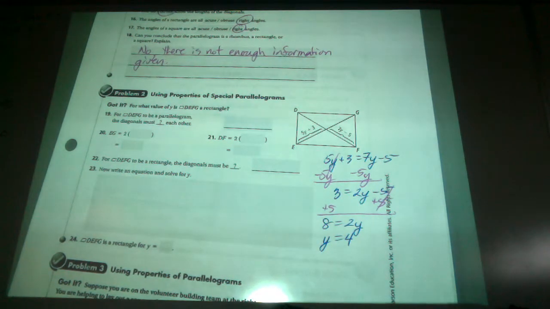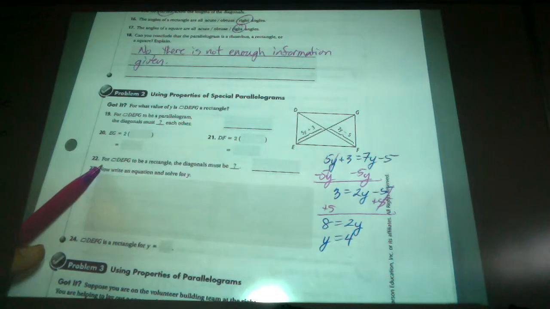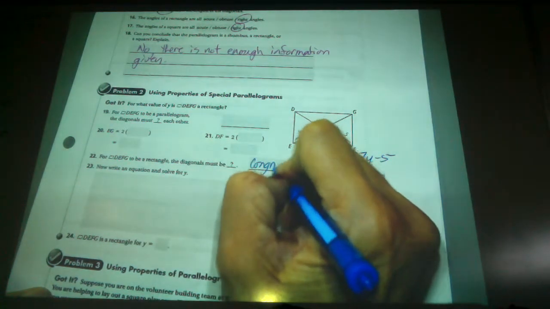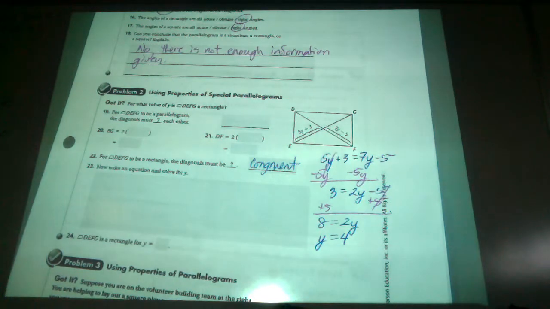So if y has a value of 4, it will make those pieces of the diagonals congruent, which would then prove that the diagonals bisect each other, which then proves that we have a rectangle. And then their question says here, for the parallelogram to be a rectangle, the diagonals must be congruent. And we already answered that question. So we know all that.